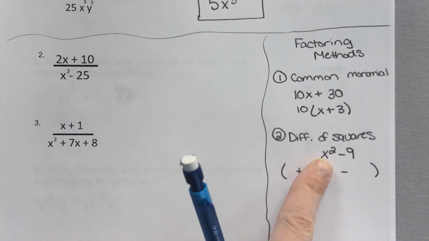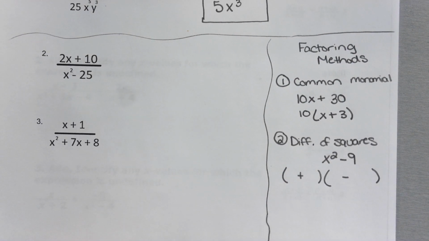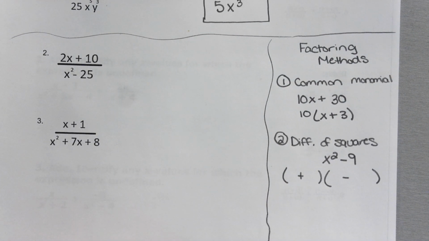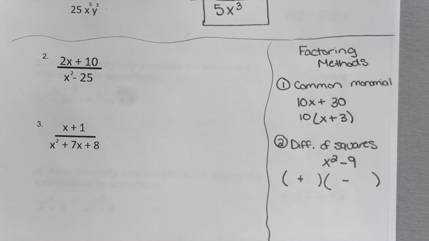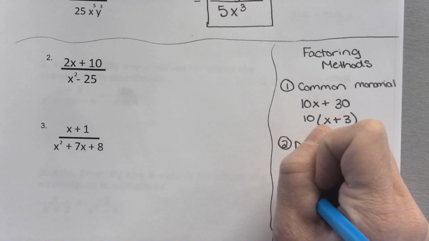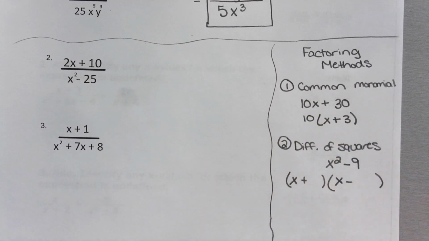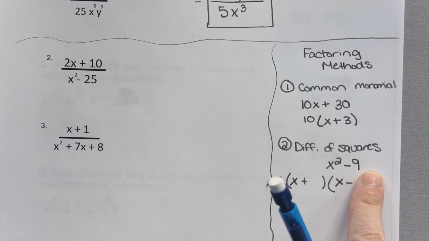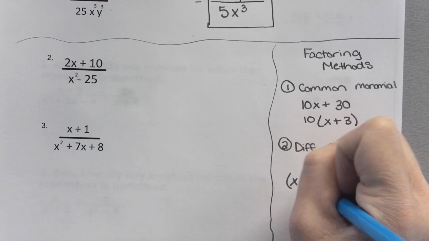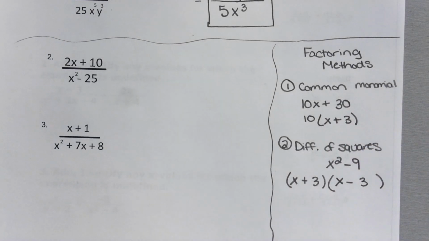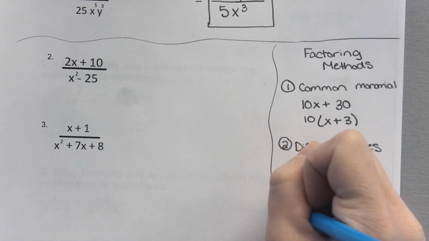What is the square root of x squared? If I square root x squared, what do I get? Just an x, yeah, good. So the x goes here and here. If I take the square root of 9, what do I get? What times what gets me to 9? 3 times 3, yeah. Okay, so that's your difference of squares.